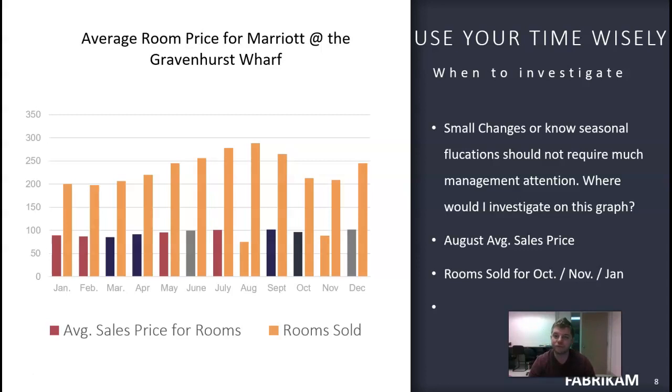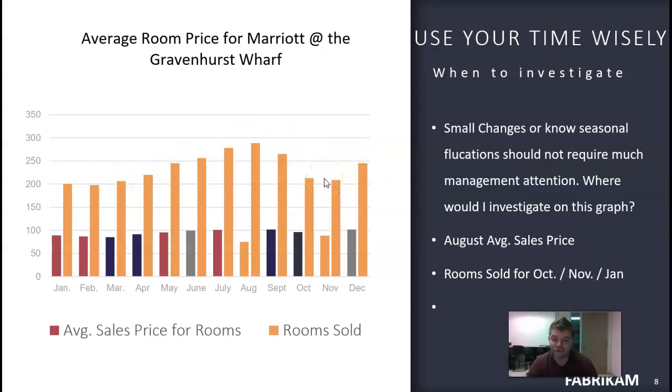So here we're looking at average room price for the Marriott at the Gravenhurst Wharf, okay? This thing is showing two different sets of information. Average sales price for rooms, and you can see they very rarely go over 100, and they just kind of hover in between that 50 and 100 mark. And you can just kind of give an idea of where the big decreases and increases are. And then also we look at rooms sold. So how many rooms are actually sold?